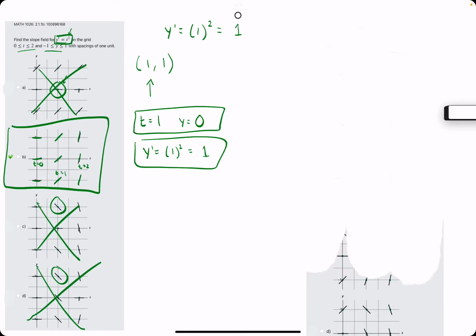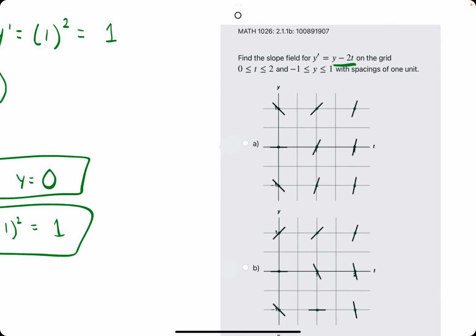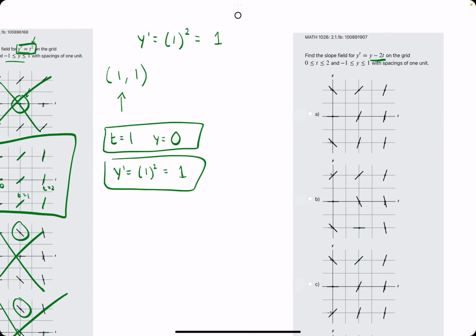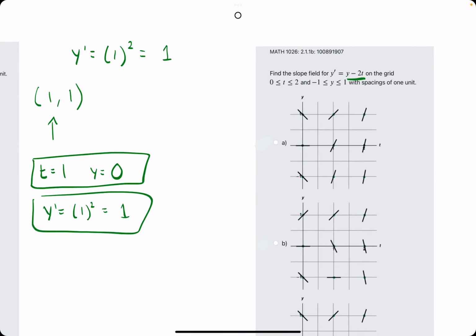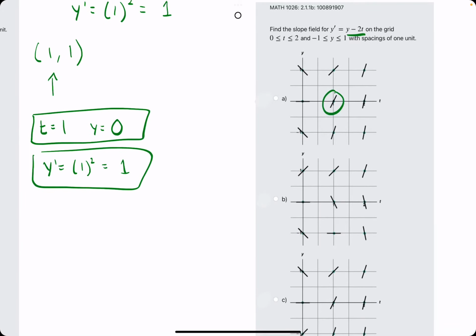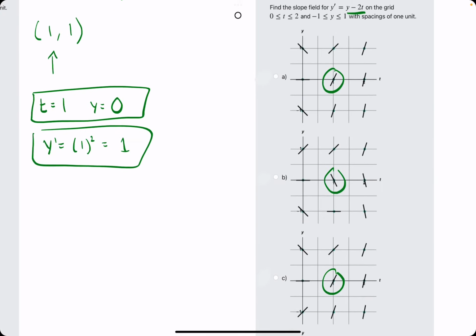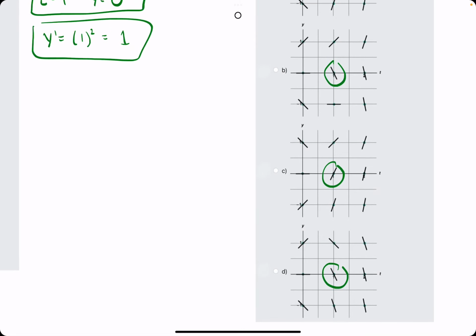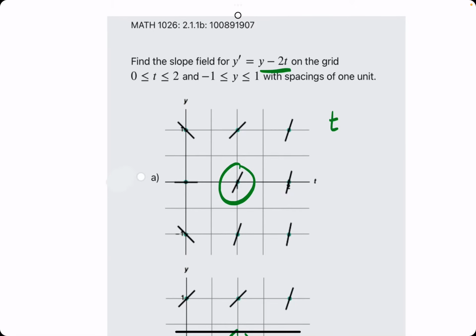Let's go ahead and do the second example. All right, so in this one, a little more complicated. We have y minus 2t. So in this case, t and y will play into it. But let's use the same elimination method and see how that goes. Let's pick a point where we can distinguish the value. I'm going to pick this middle value because it looks like 2 slope fields have positive slopes in that location and 2 have negative. That location is again t equals 1, but y equals 0.